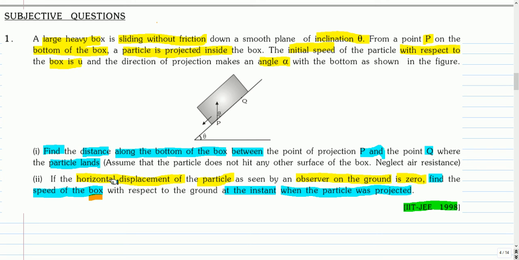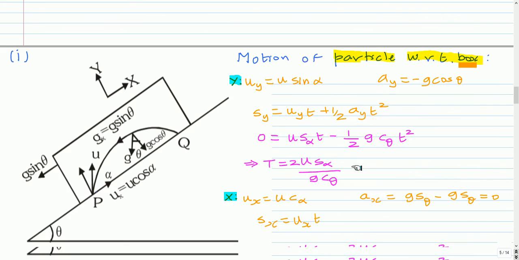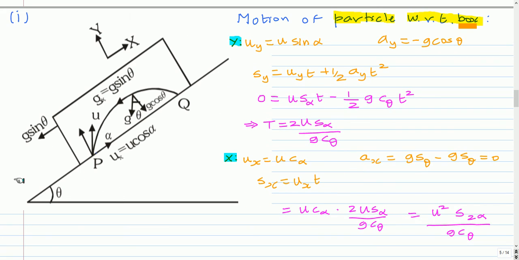Second part, if the horizontal displacement of the particle as seen by the observer on the ground is 0, find the speed of the box with respect to the ground at the instant when the particle was projected. So this is a diagram which shows the details. The particle is projected with the velocity u with respect to the box. Let us analyze the motion with respect to the box. And let's choose the x-axis up the inclined plane and the y-axis normal to the inclined plane.